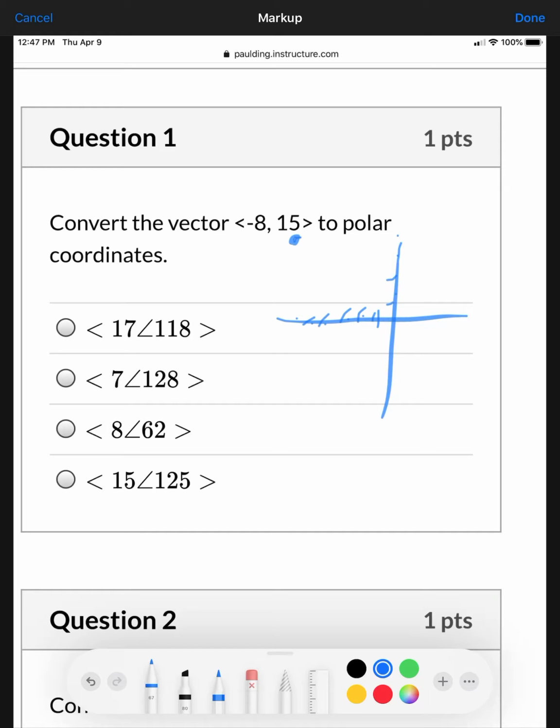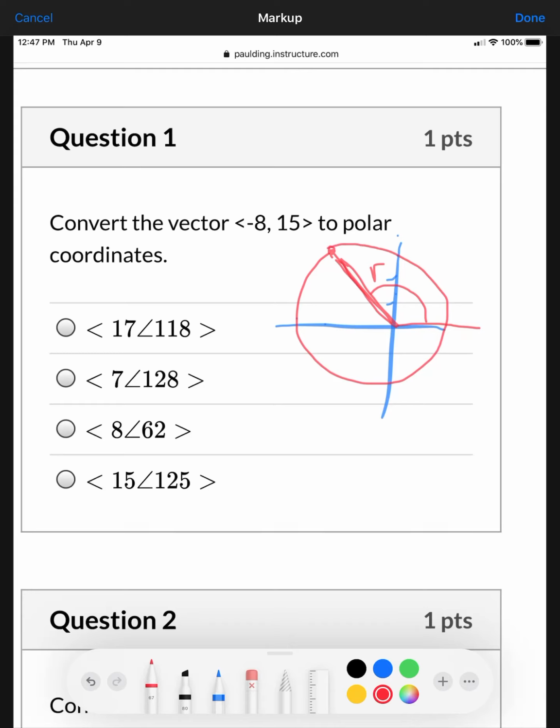But a polar coordinate, instead of going over and up like we do when we plot points, has an angle associated with it. So what angle gets me to that point, and what is the distance of this line, which is the radius? Picture a circle being drawn through there, the radius. So it's another way to locate a point.